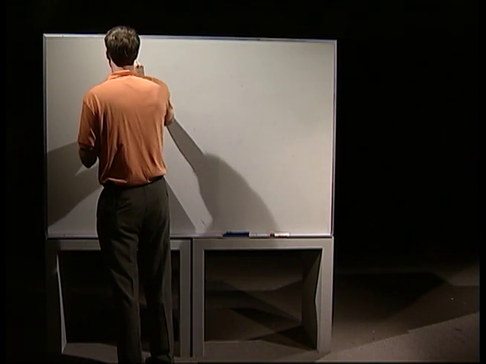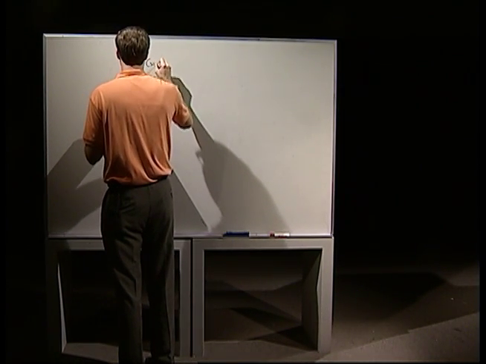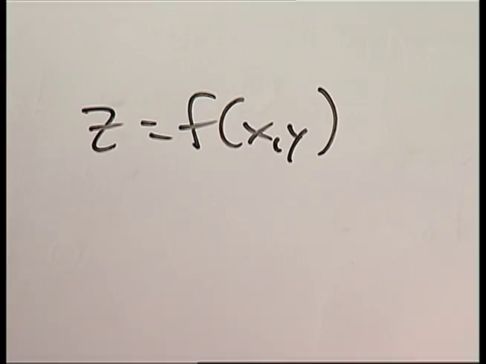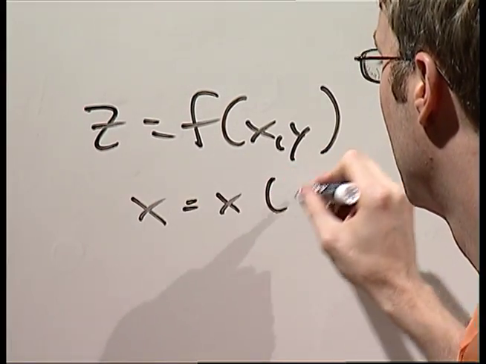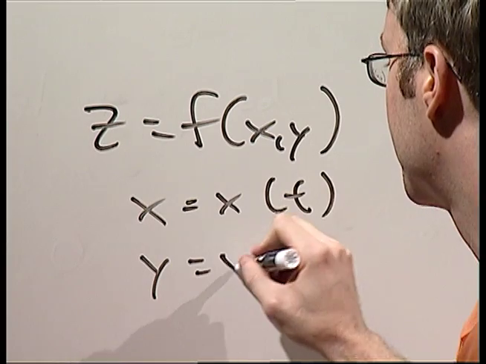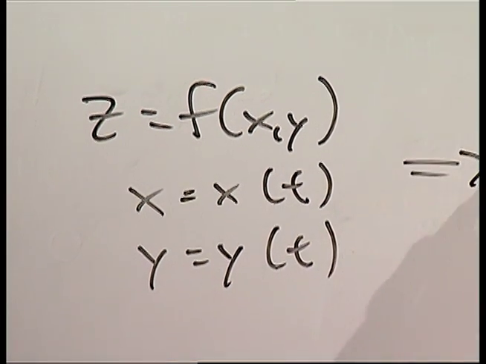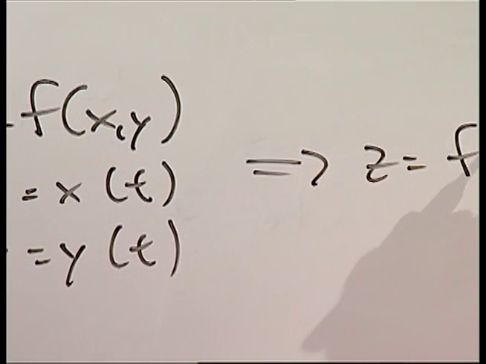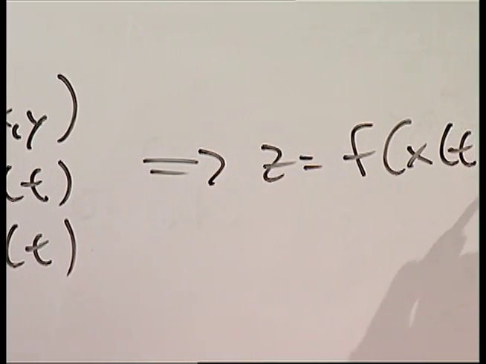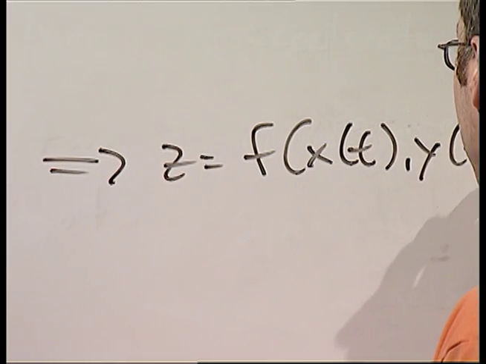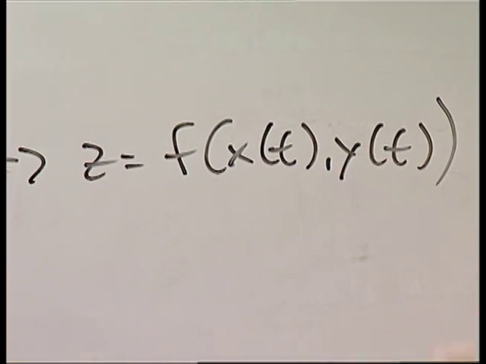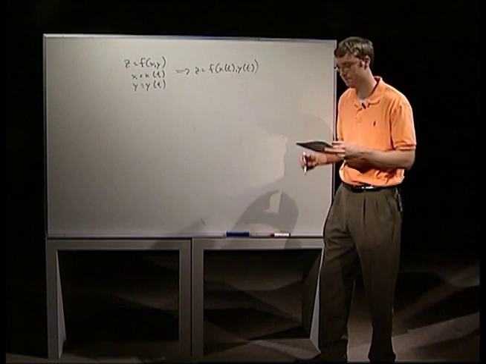All right, so we have our function of two variables. Maybe suppose that each of the variables themselves is a function of another variable t, right? So as a consequence, what we end up with here is z is f of x of t, y of t. That's composite. We need the chain rule.